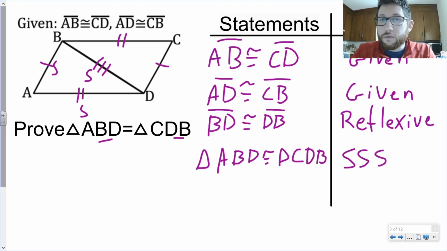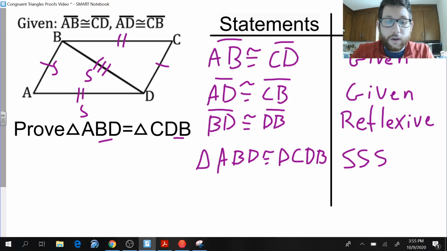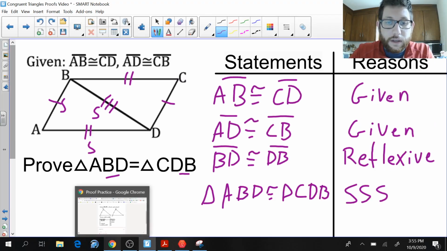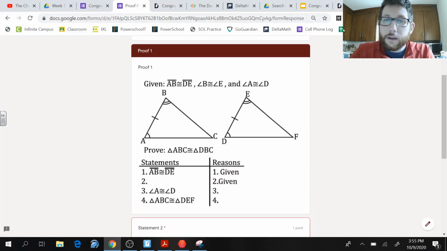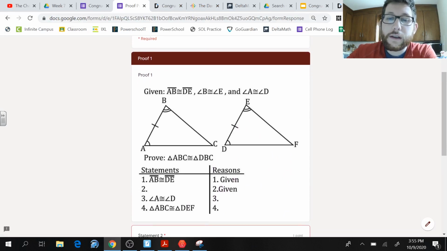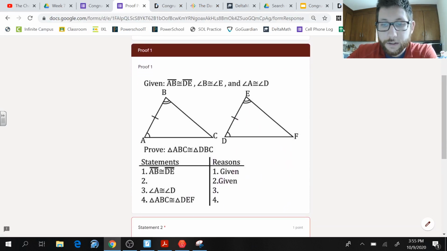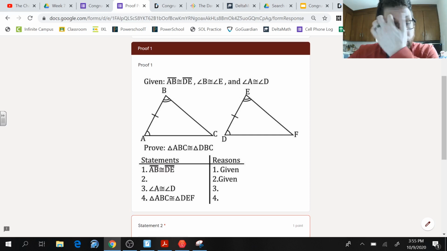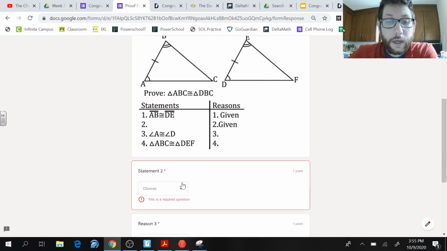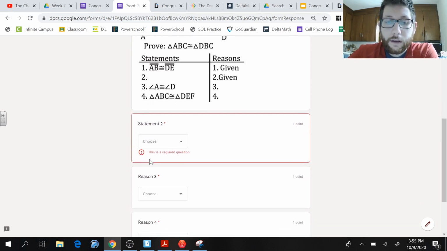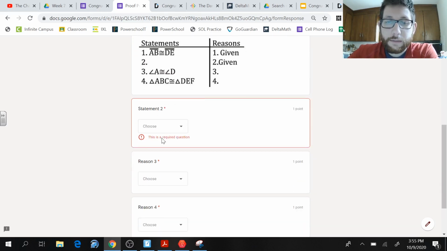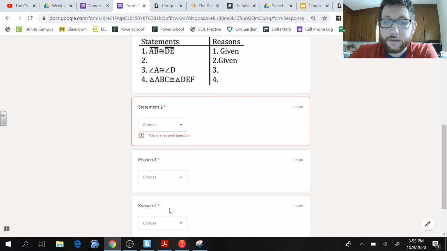So that's what we're going to look at today. We're just starting with some easy proofs, and we're going to fill in the blanks. Let me show you what yours is going to look like, because it's going to look a little different than what I'm doing. So this is your first proof in the assignment. Notice you only actually have to fill in 3 blanks. So pay attention to the questions here. Statement 2 goes here, reason 3 is here, reason 4 is there.